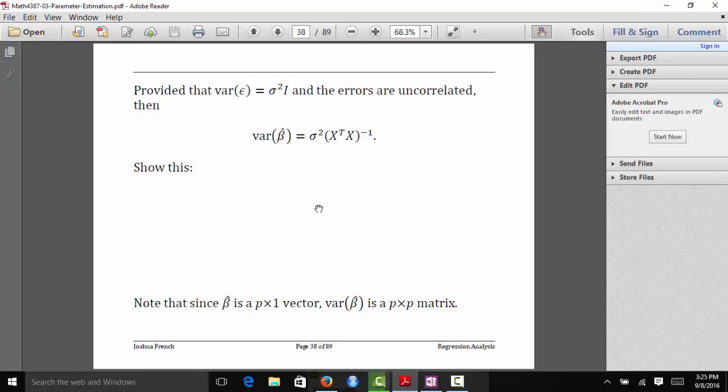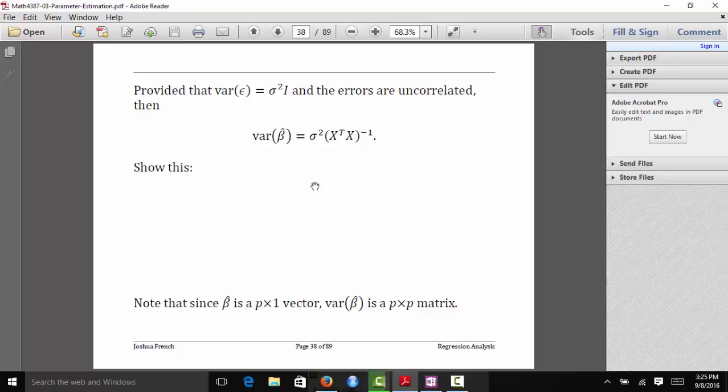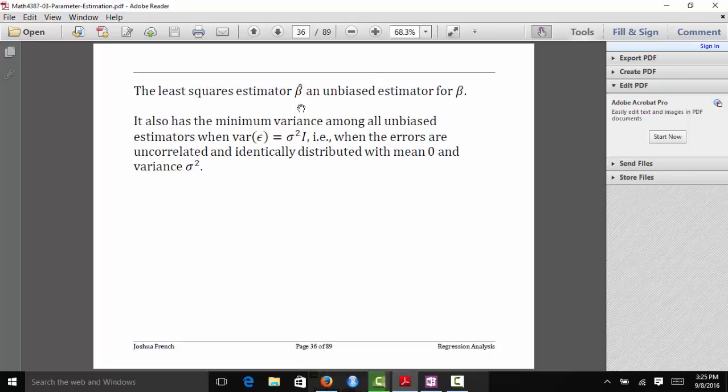And another important quantity that we need to calculate related to the properties of the ordinary least squares estimator is the variance of the estimator. I'm just going to tell you the answer first of all, and then we're going to show that this is in fact the case. We're going to assume that the errors are uncorrelated, identically distributed, with mean 0 and variance sigma squared, which in matrix notation means that the variance of epsilon is sigma squared times the identity. We saw that way back here.